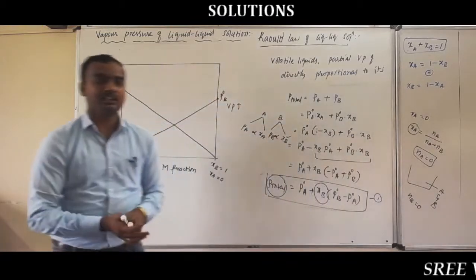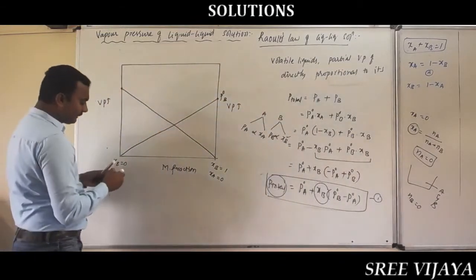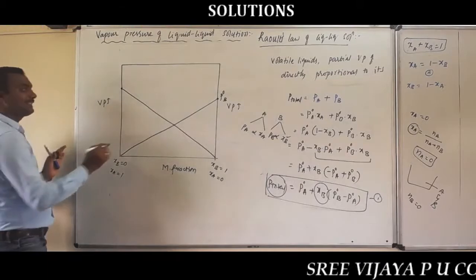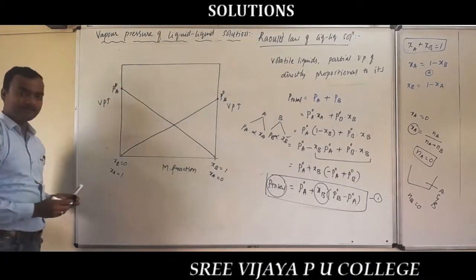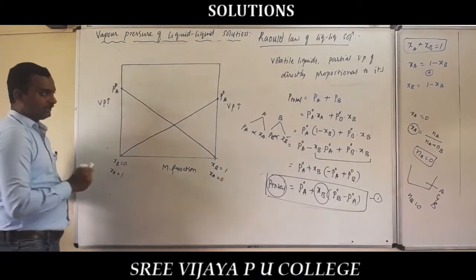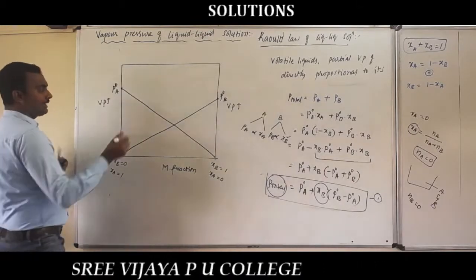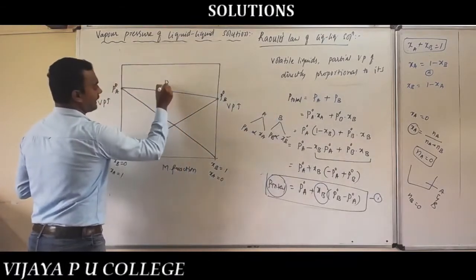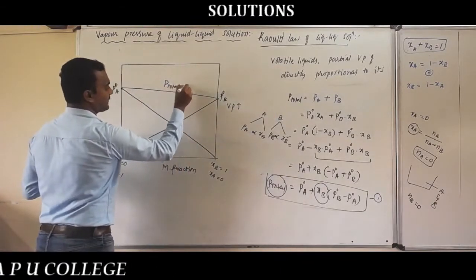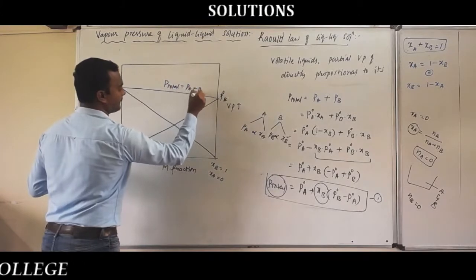When B is absent and only A is present, the vapors coming from there exert the vapor pressure of pure component A. So that is the graphical representation. Now we have to add these two. When we add, you get the line here. This is taken as P total, which is equal to PA plus PB.